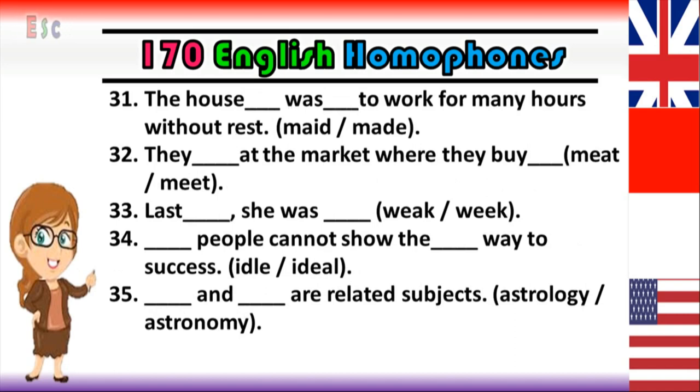31. The maid was made to work for many hours without rest. Maid/made. 32. They meet at the market where they buy meat/meet. 33. Last week she was weak/week. 34. Idol/ideal people cannot show the way to success. 35. Astrology/astronomy and our related subjects.